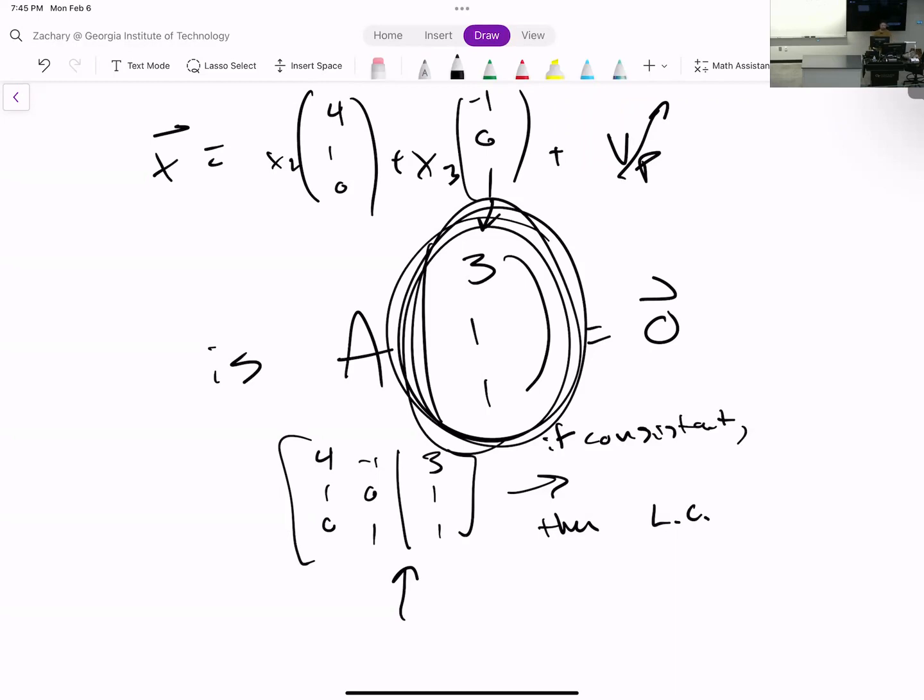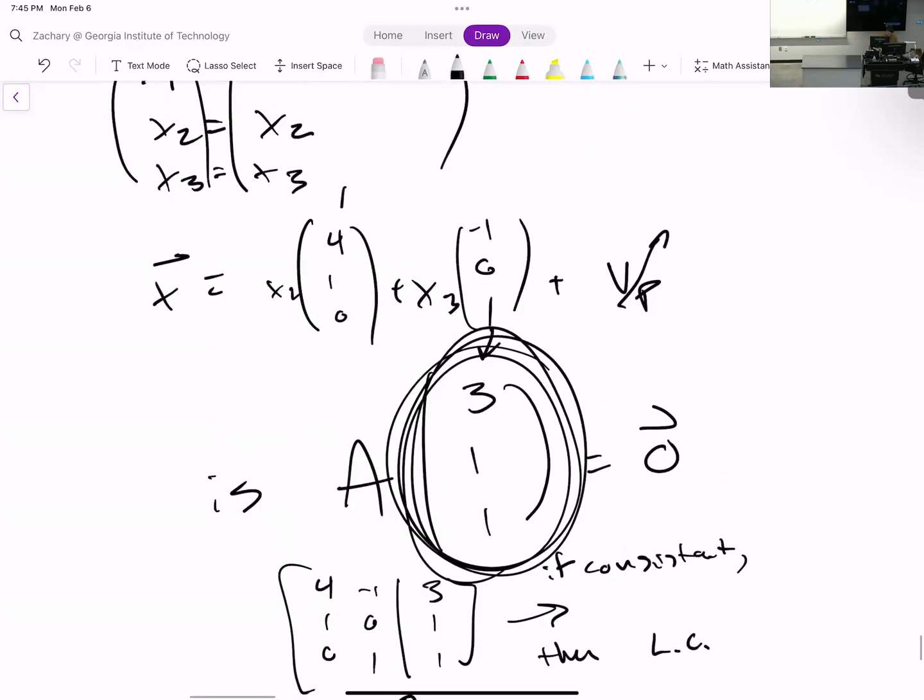So you should simplify it just to do it. But what you can also see is this 3, 1, 1 is just 4, 1, 0 plus negative 1, 0, 1. Okay, so it's obviously a linear combination. It's just picking x2 to be 1 and x3 to be 1. Okay, that's a bit harder of an example than the one given, but regardless, yes.